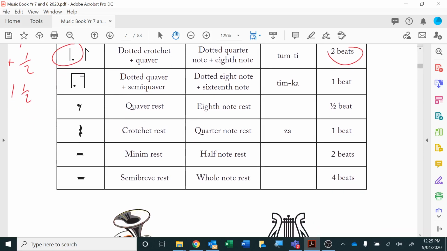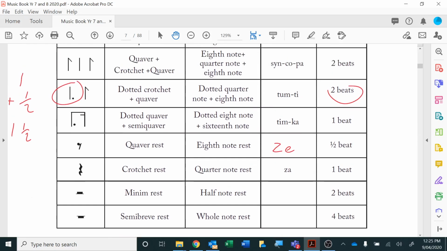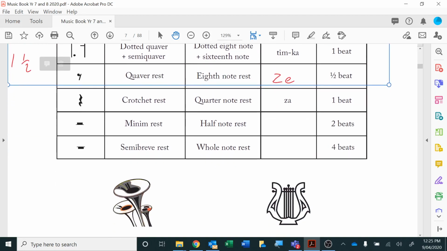Down here, we're missing a few. A crotchet rest is called a za. I call this one a z because it goes with T. It's like TT. And then it's ZE or zoo if you like. And ZEEE for 4 beats.